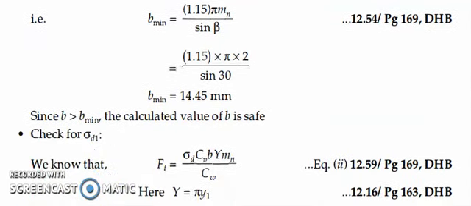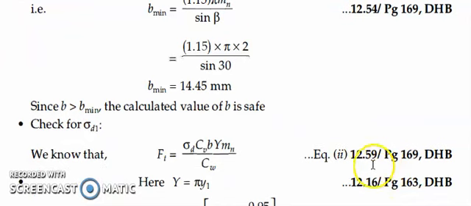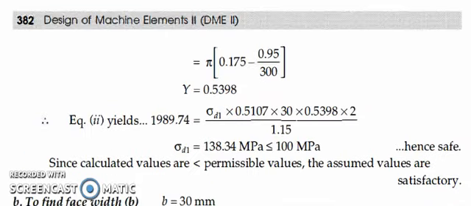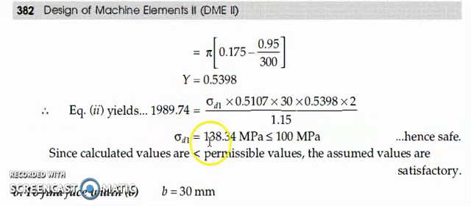Then next sigma D1. Using this equation, that is 12.59, we will get the value of Ft is equal to sigma dCv by mn divided by Zw. And using the values that we already calculated and our known data, we can find the value of sigma D, that is equal to 138.34 megapascal, which is lesser than 100 megapascal, which is greater than 100 megapascal. Since the calculated values are lesser than the permissible value, assumed values are satisfactory.